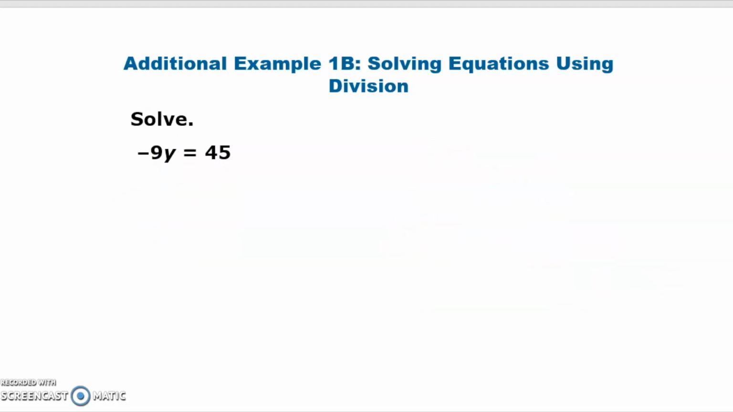All right, let's try another one. This one has a negative. So again, negative 9 times y. The opposite of multiplication is division. Now make sure that you divide by the coefficient. So if the coefficient is negative, that means you're dividing by a negative 9 on both sides. That's really important. A negative divided by a negative is a positive y. A positive divided by a negative is a negative 5.